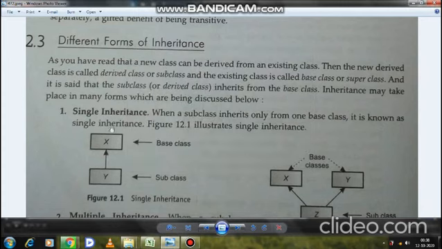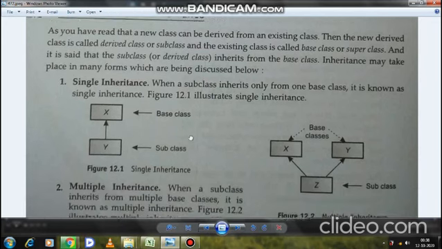Okay. Now, first of all is single inheritance. You can see this picture. This is single inheritance. Single inheritance means when a subclass inherits only from the base class and there is only one base class. So X is the base class, Y is the subclass. This type of inheritance is known as single inheritance.